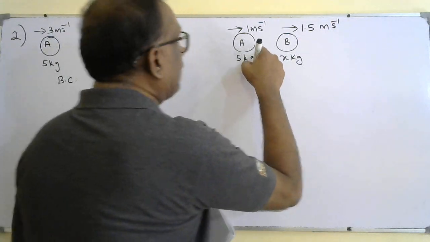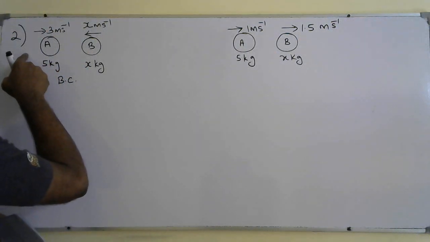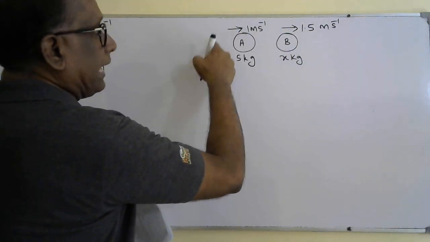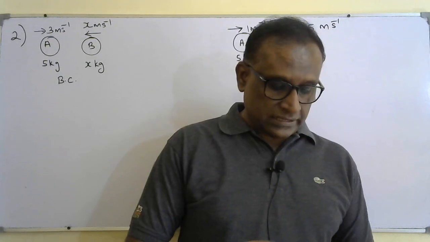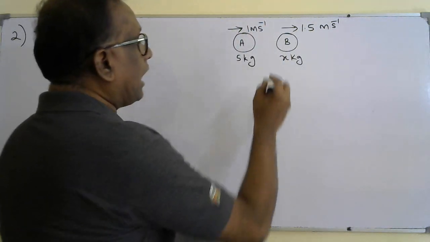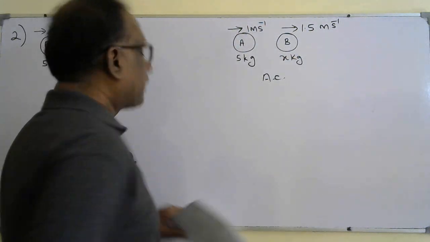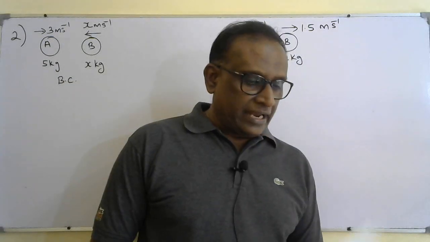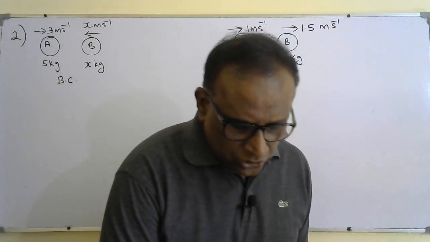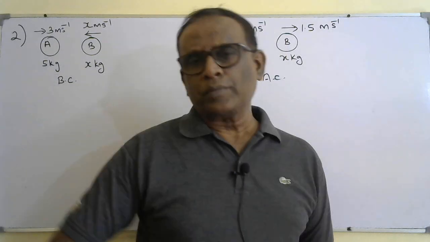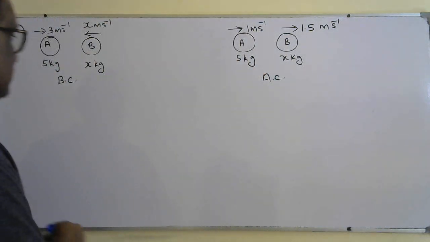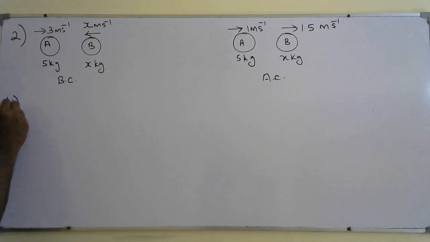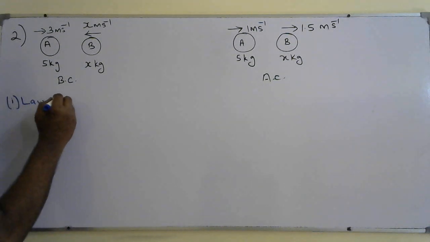The direction of A after collision is not changing, as mentioned in the question. So A moving towards right after collision means B also should move towards right. That's all for the given diagram. This is after collision. Right. First part, find the value of x. That's simple. We will use the law of conservation of momentum. O-level IGCSE physics knowledge is enough to answer this question. So first part, use the law of conservation of momentum.